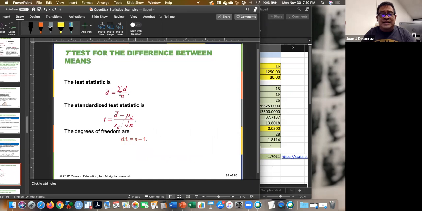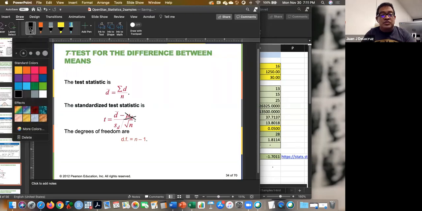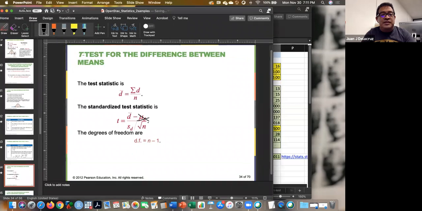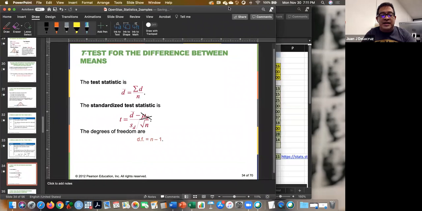So the test statistic is going to be the difference of the means, and the standardized test statistic is given by the observed differences minus the hypothesized differences. And then the standard error is given by the standard deviation divided by the square root of the sample size. Once again, degrees of freedom, in order to compute the critical values given alpha, is going to be n minus 1, okay? I hope this is not that complicated.